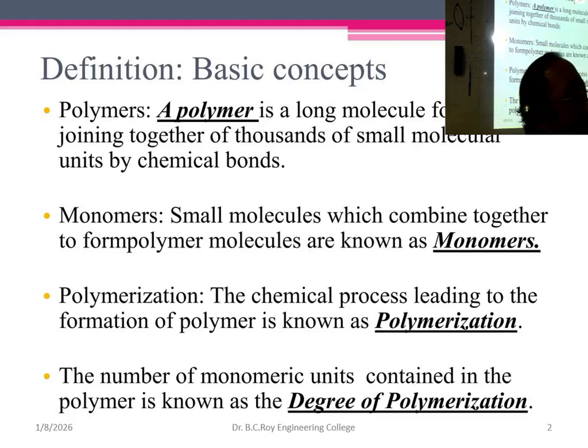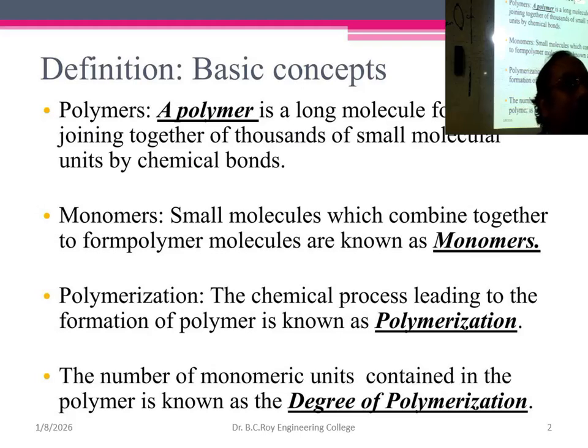According to this thermoset and thermoplastic, as I told, this is called thermal property. Thermal property of a polymer. Okay, thermoset and thermoplastic, this is thermal property of a polymer. Similarly, we can classify polymer according to their source: natural, synthetic and semi-synthetic.